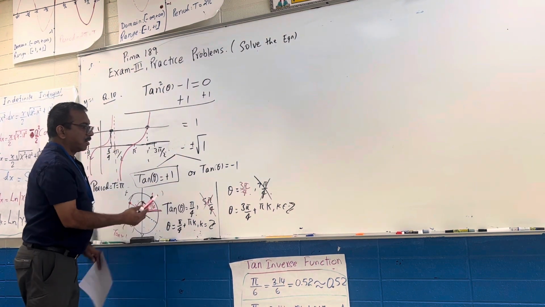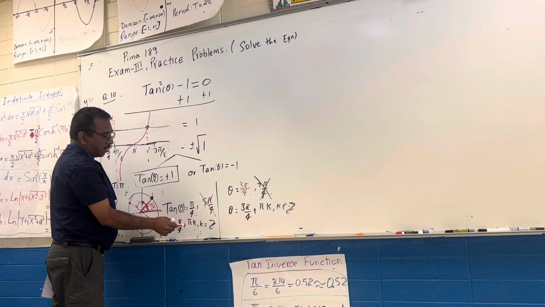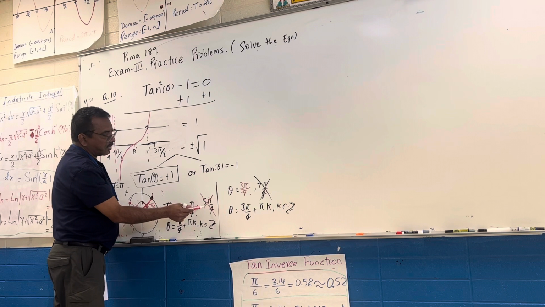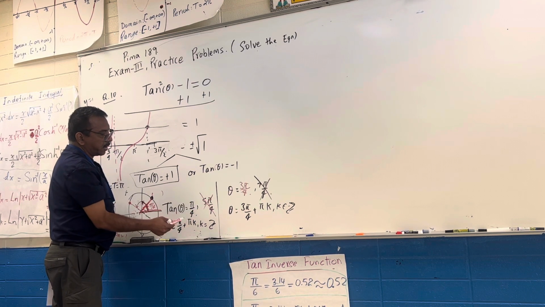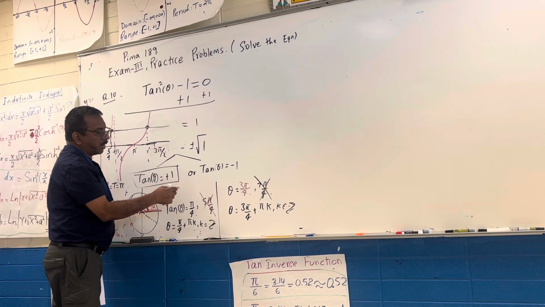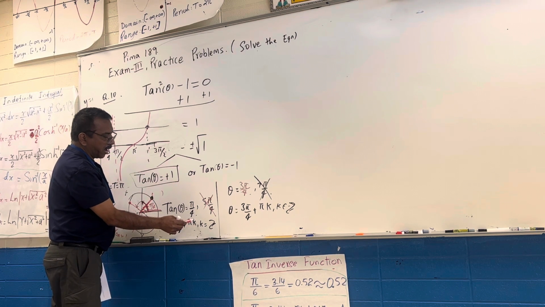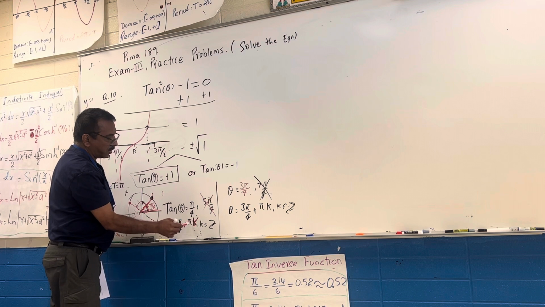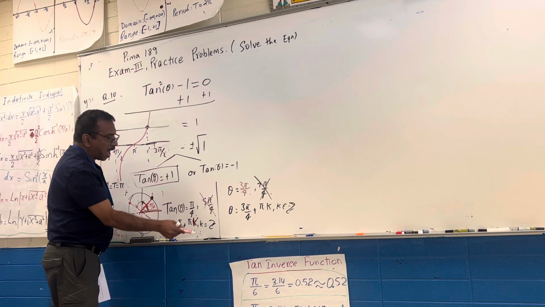Now, this 5 pi by 4, which I deleted, is already taken care of. If I put k as 1 here, it's like pi by 4 plus pi.